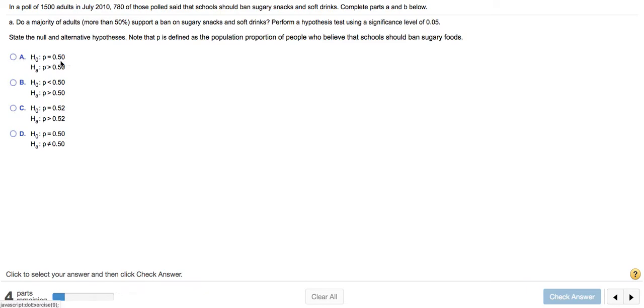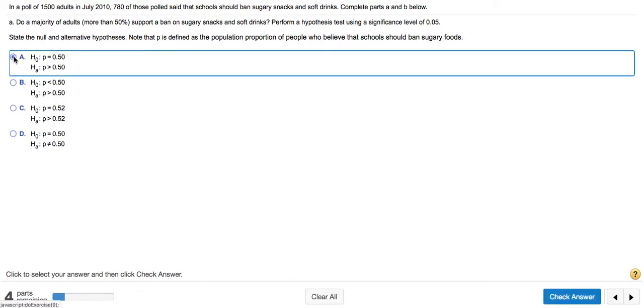So A could be correct, and D could be correct, but B and C are already eliminated. They don't match up. For the alternative hypothesis, since we're talking about a majority, this more than 50%, we'd like p to be greater than 50%. So D no longer works because this is not equal. So A has to be the correct choice. The null hypothesis is that p is equal to 0.50, but the alternative hypothesis is that it's greater than, representing a majority.